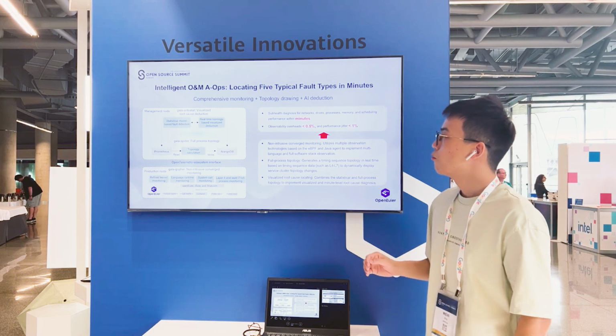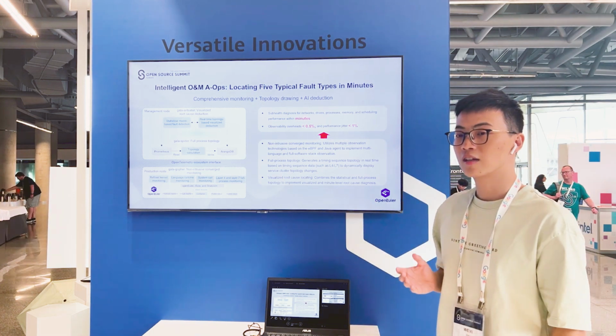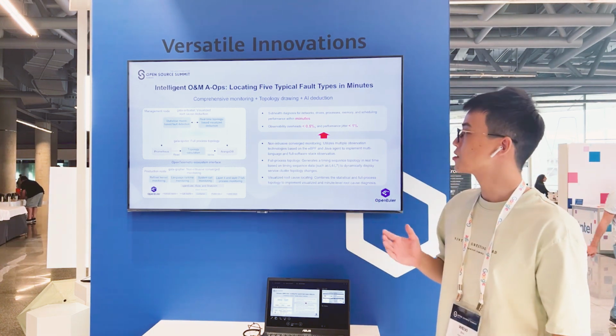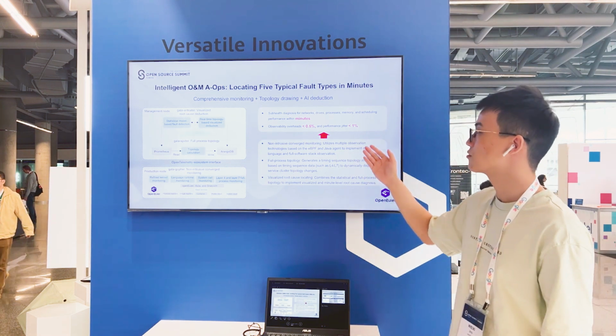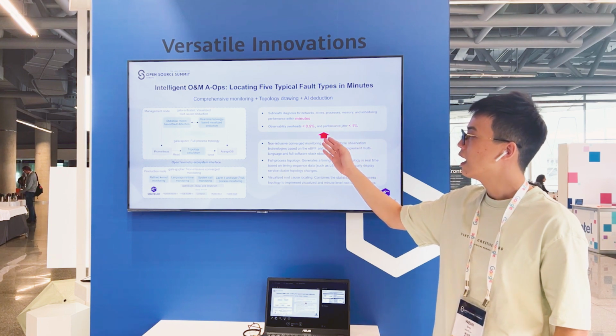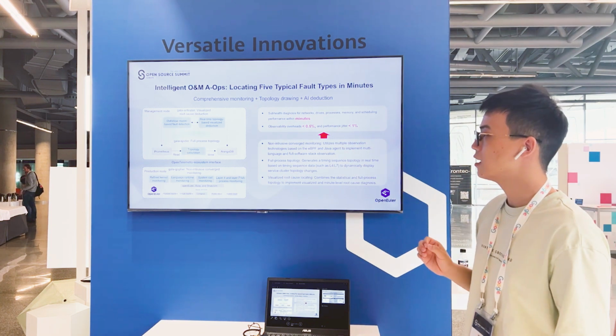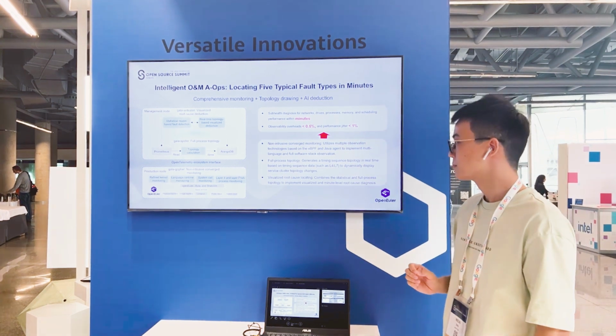With AOPS, we are able to diagnose the cluster for all kinds of problems, like networks, hardware drives, processors, or any kind of this stuff within several minutes. And the system logging overhead is within 0.5%.